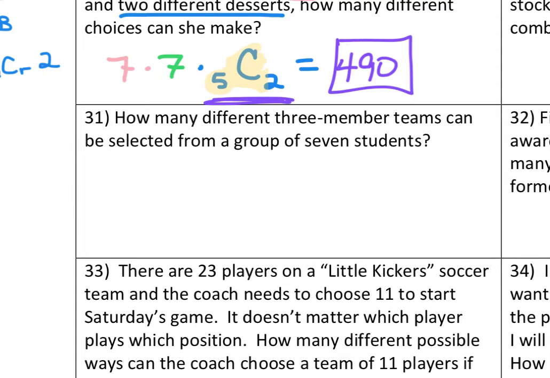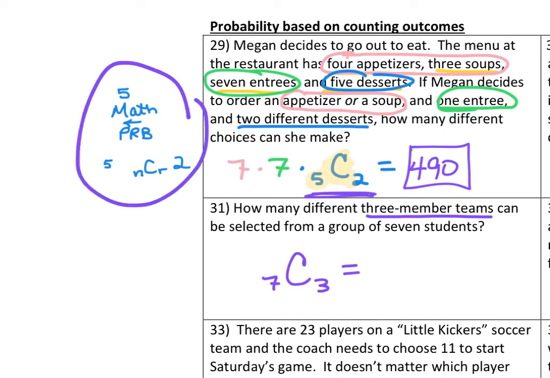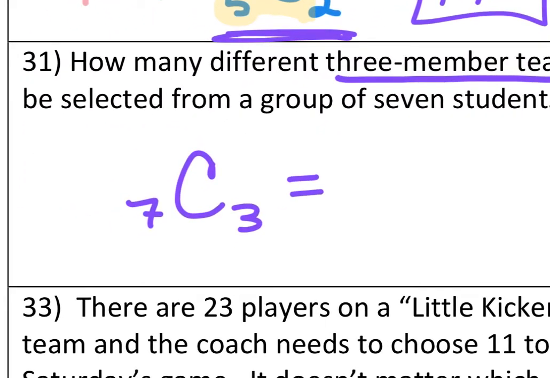And then in number 31, it's asking for 3-member teams, but it's not assigning the members of the team to certain jobs. And so it's just 3 people, and they're all doing the same job, and therefore from a group of 7, you're choosing 3. And there are, again, using the same calculator technique that we used for number 29, 7 choose 3 will compute to 35.